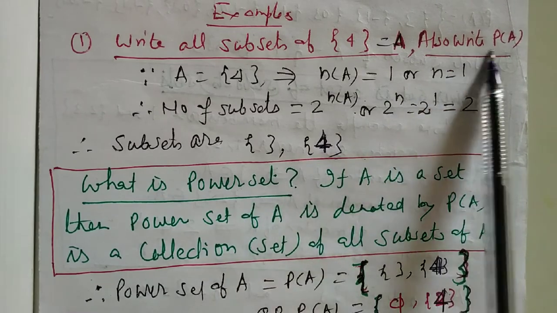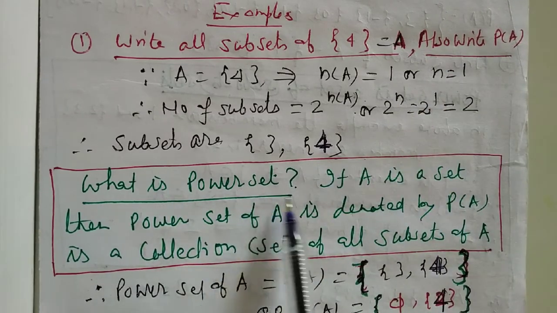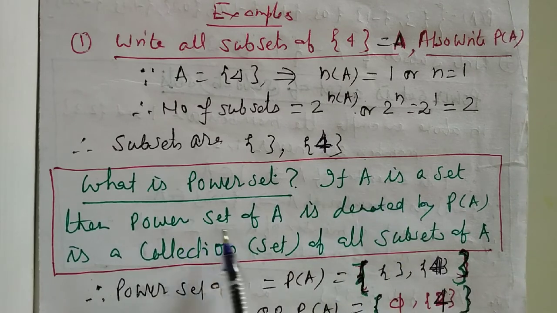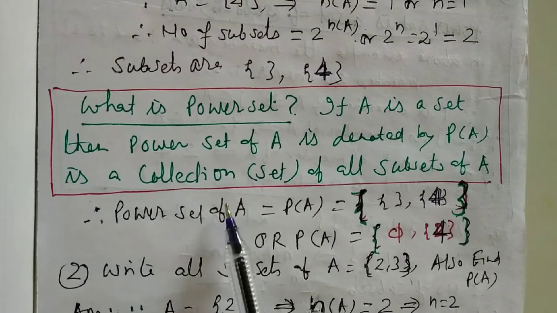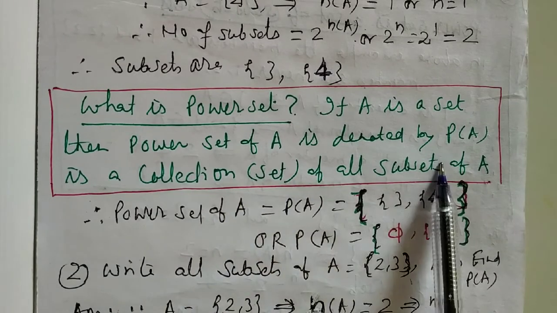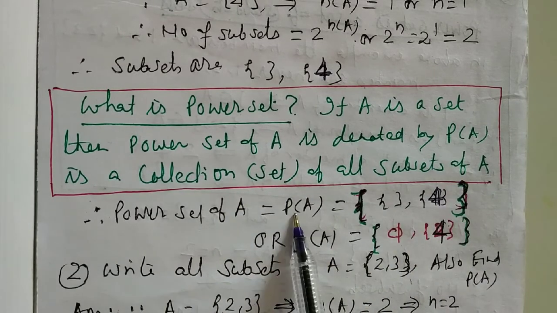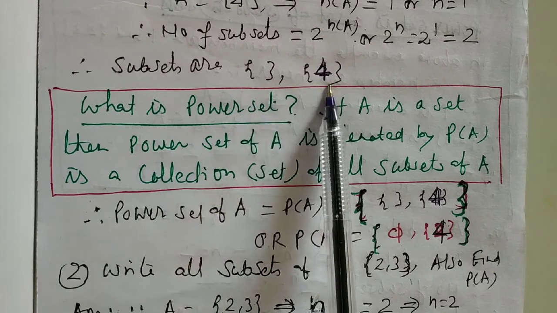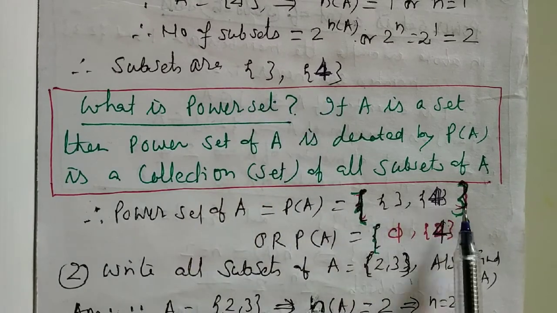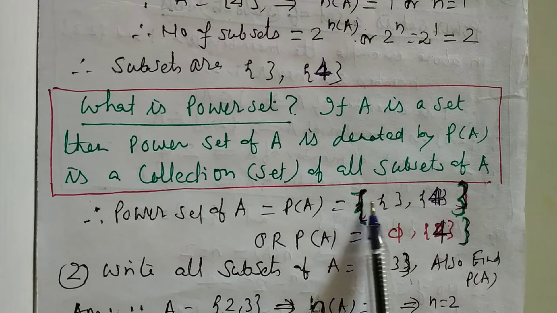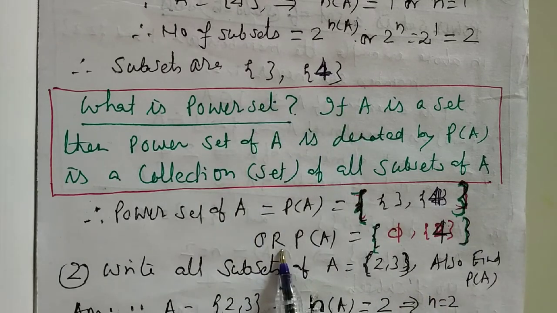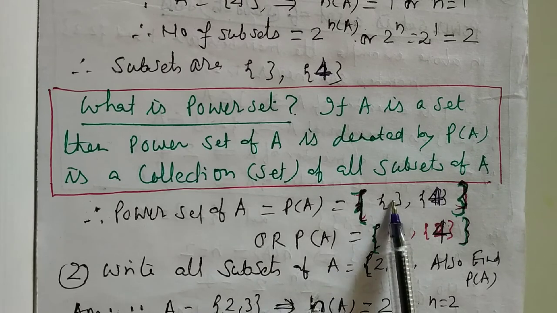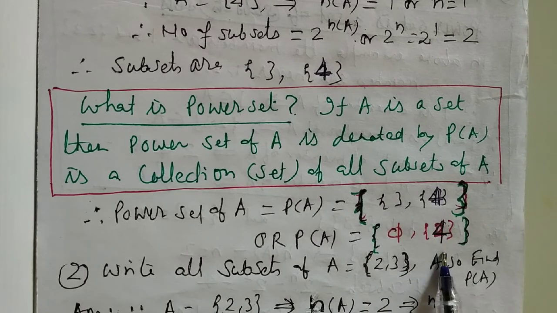Now what is P(A)? P(A) means power set. If A is a set, then the power set of A is denoted by P(A). It is the collection of the set of all subsets of A. Now P(A) is equal to the 2 sets. The 2 sets are kept in a curly bracket. So P(A) is the collection of this and this, or you can write P(A) is equal to blank and 4 simply.